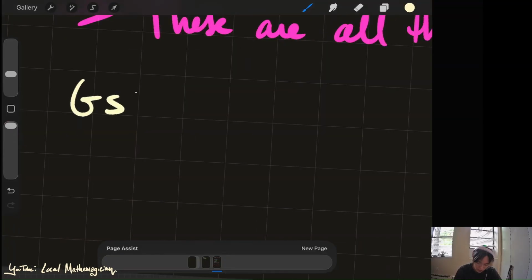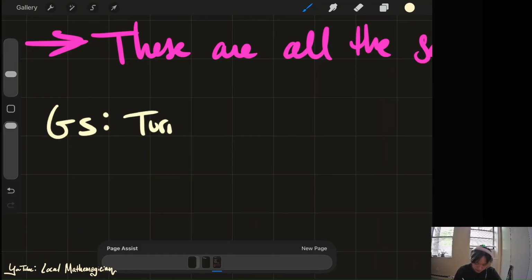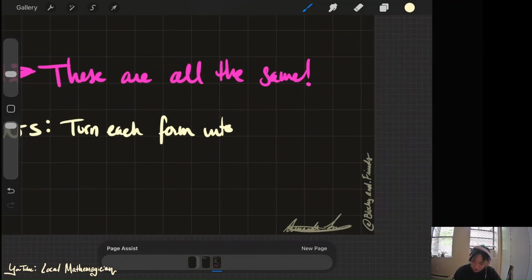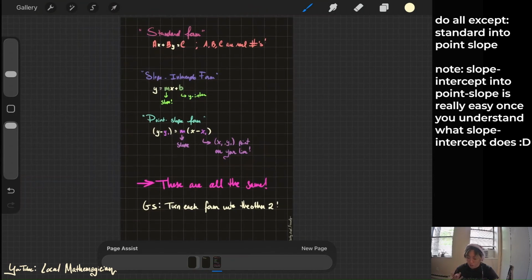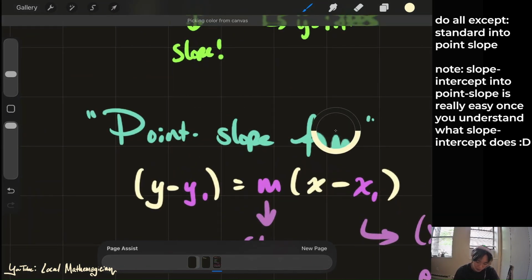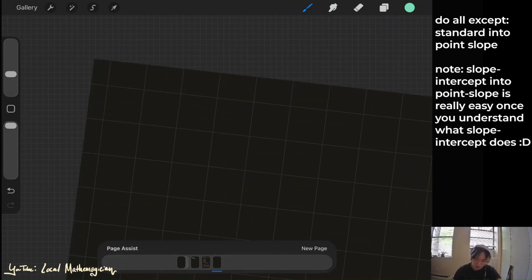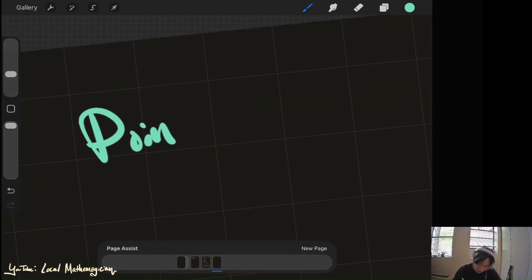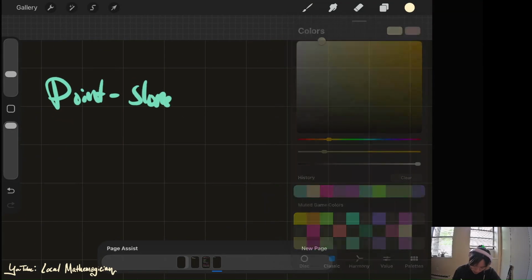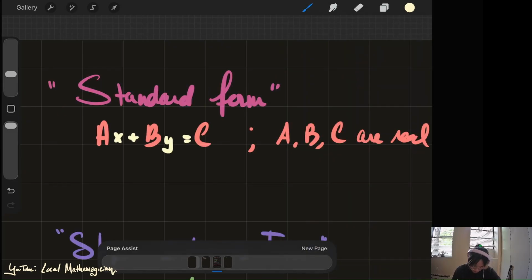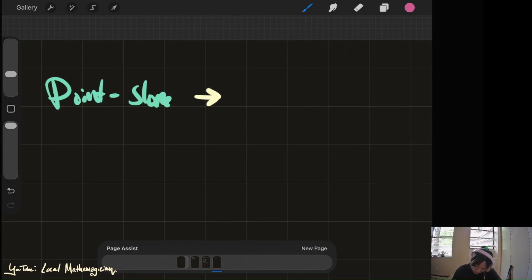For grade school purposes, I want you guys to turn each form into the other two. And I'll do an example. I'll do, in my opinion, what might be the hardest one. Okay? So I'll show you guys how to go from point-slope into, let's do standard.